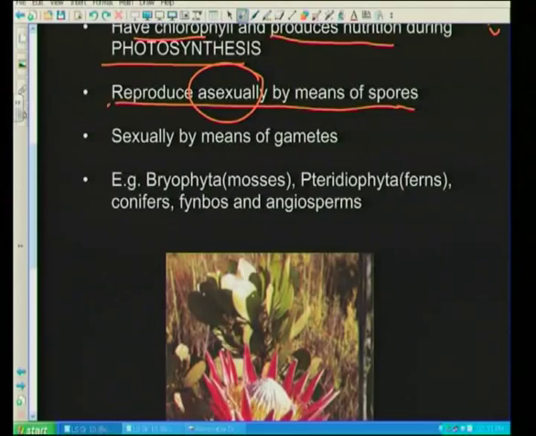So plants can reproduce asexually by means of spores, and sexually by means of gametes. Now we have our flowering plants, and the flowering plants have the male and the female parts: the stamen with the anther and the filament, the anther producing the pollen grains which contain the male gamete, and the pistil, the female part of the flower, which has the ovary containing the female ovule.